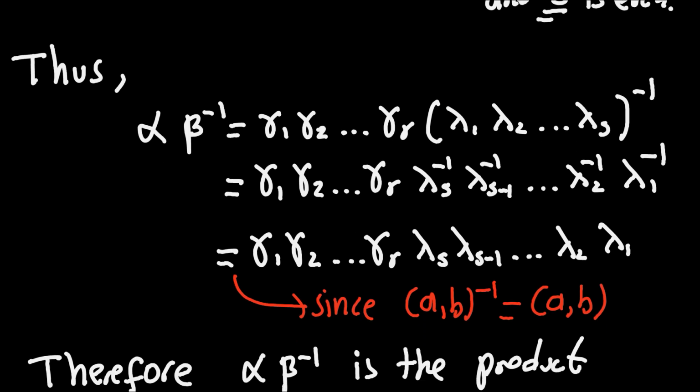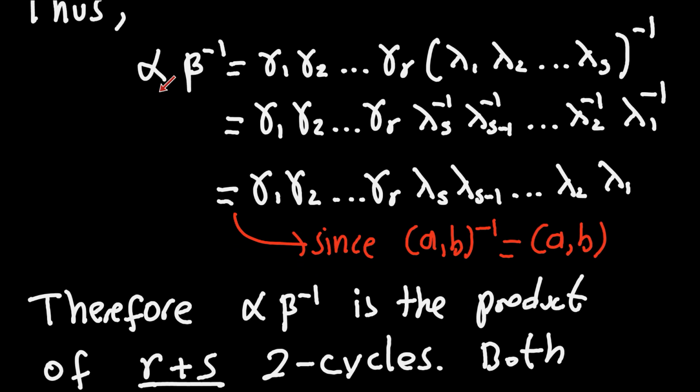Now remember what I mentioned in this lecture. Whenever you take the inverse of a 2-cycle, and all these lambdas here are 2-cycles, that is exactly the same thing, because the inverse of a 2-cycle is always itself, as I explained earlier. So lambda s inverse is lambda s, and lambda s minus 1 inverse is lambda s minus 1, and so on. So what we have here is this product of gammas and this product of lambdas, that is a 2-cycle decomposition of alpha beta inverse.